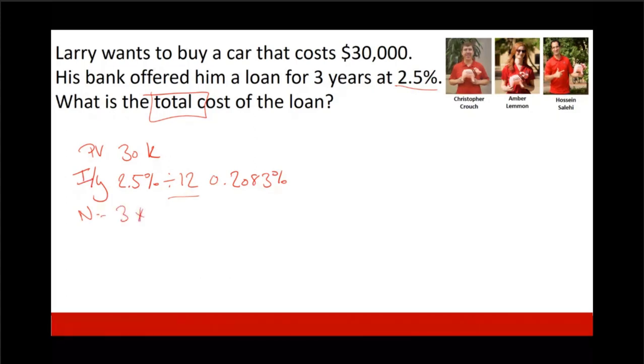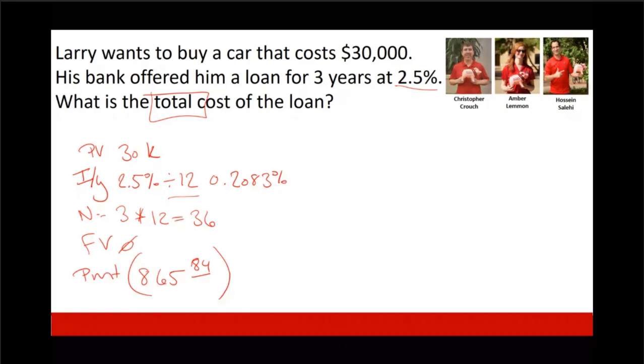So N is 3 years times 12, which is 36. And payment is, oh wait, future value is 0. So payment is $865.84. Okay, so we found the payment. We're done, right?